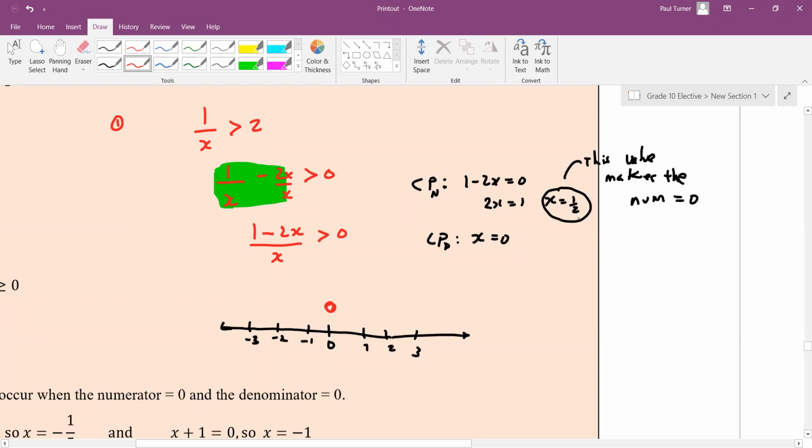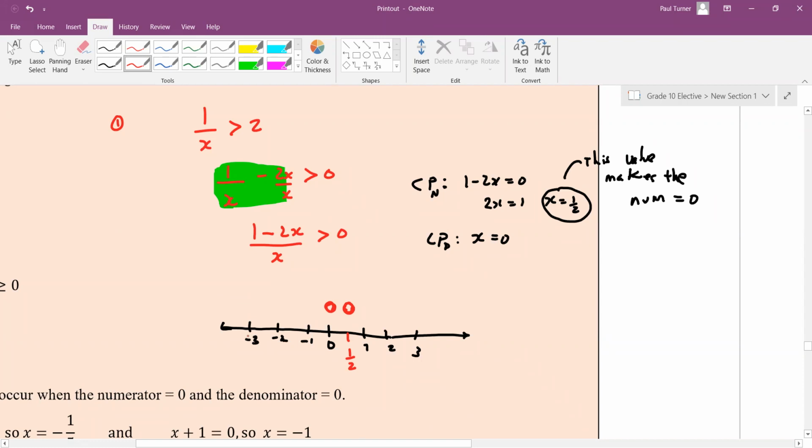So this is 1/2. So we go to 1/2, which is here. So we do another open circle. I should have made it bigger, shouldn't I? So this is 1/2, so they're very close together. So what I want to do now is choose numbers and see if it's true or false.